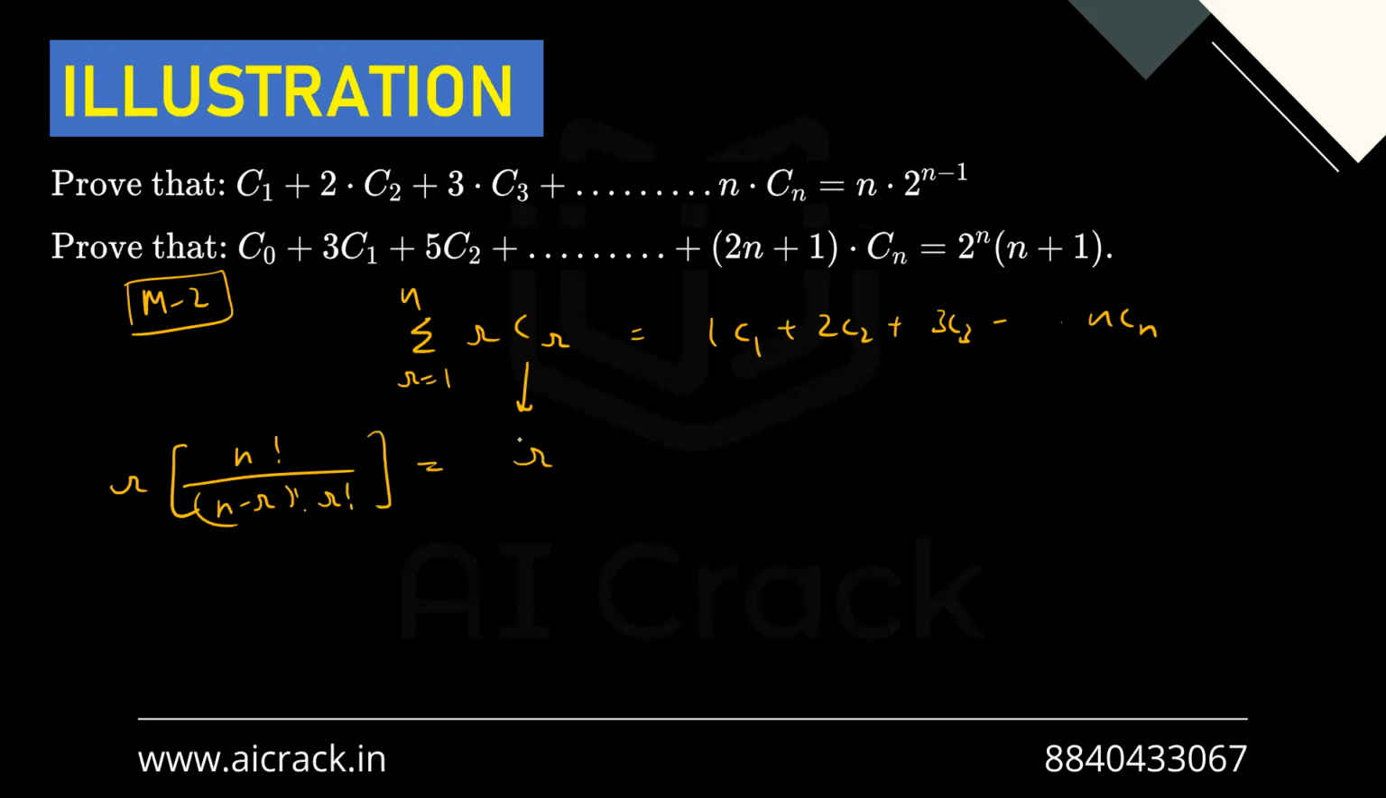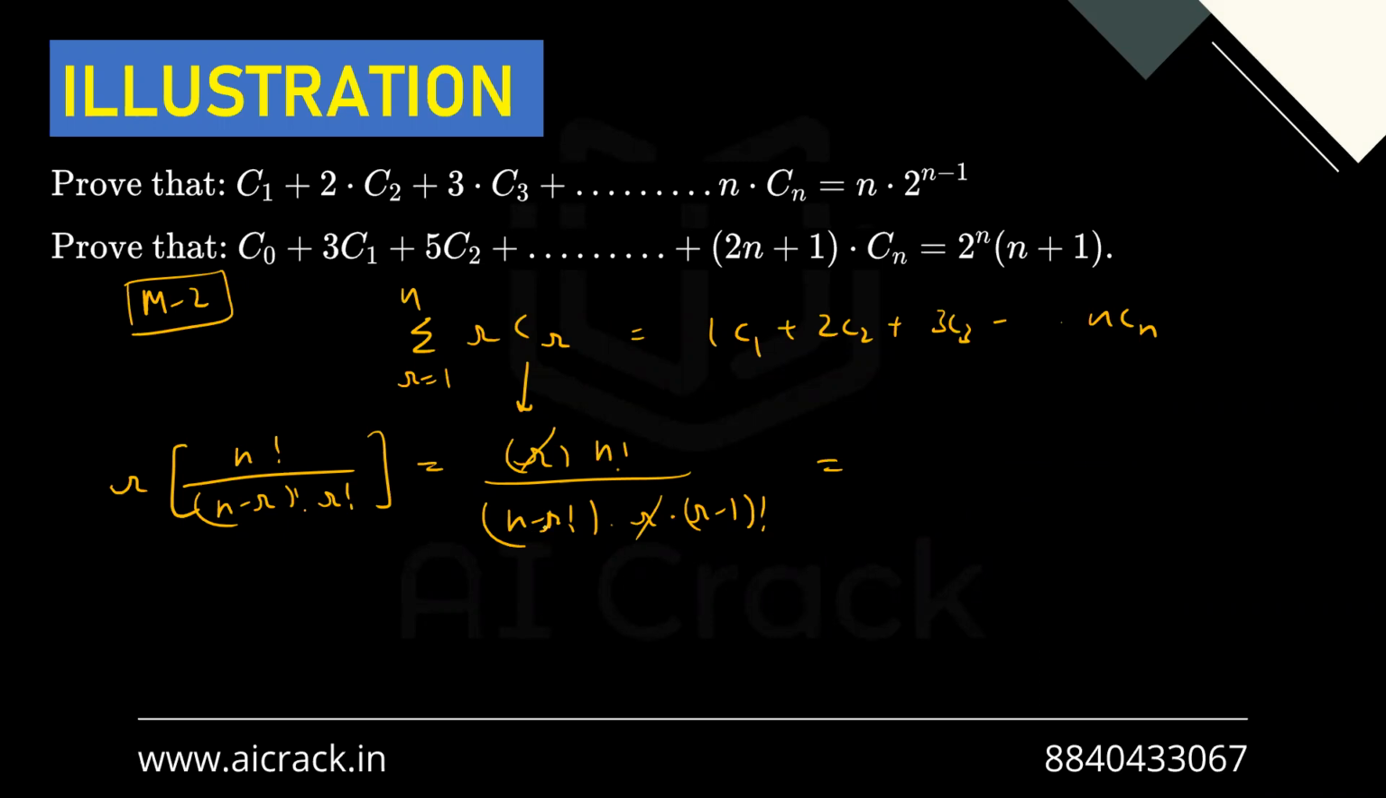So this would give me r times n factorial divided by n minus r factorial, and I'll write r factorial as r times r minus 1 factorial. So this r and r get cancelled. Now we are left with n factorial divided by n minus r factorial and r minus 1 factorial. But that doesn't make any sense because we need either NCR or NCR minus 1 or n minus 1 CR minus 1, right? We need either of that.